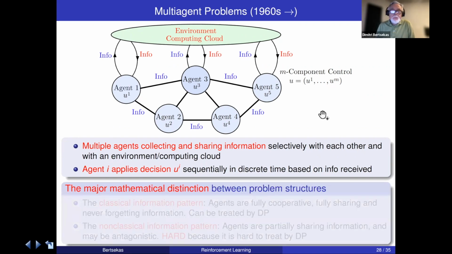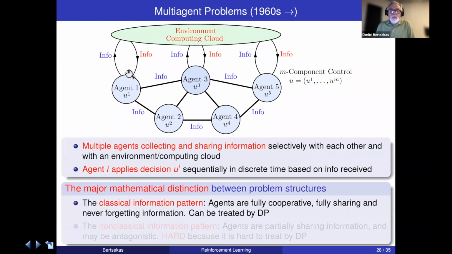And there's a major mathematical distinction between these problem structures. They both have to do with how information is shared. And there is the classical information pattern where the agents are fully cooperative and fully sharing and never forgetting information. So this is as if they all have the same information, and so they can be viewed as one. And you can write a dynamic programming algorithm for this situation.